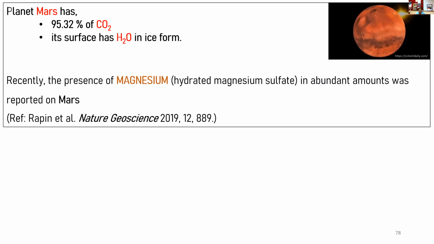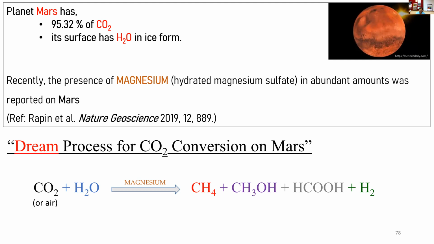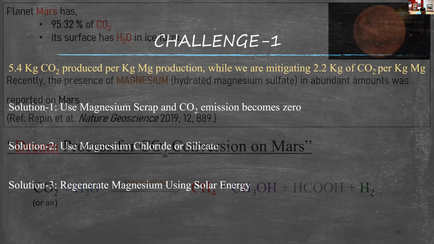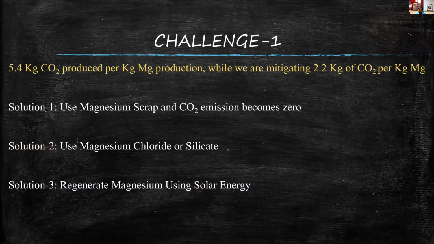And this is more futuristic, but you never know. There is a recent discovery in Nature Geoscience which says that Mars has a huge amount of magnesium. And we all know that Mars also has CO2 and water. So you have water, you have CO2, you have magnesium, and there is solar energy to convert this magnesium to magnesium zero. And ideally, you can then use this process even on Mars. Maybe it's too futuristic, but you never know. Okay, so I will stop here and have a discussion if you want.